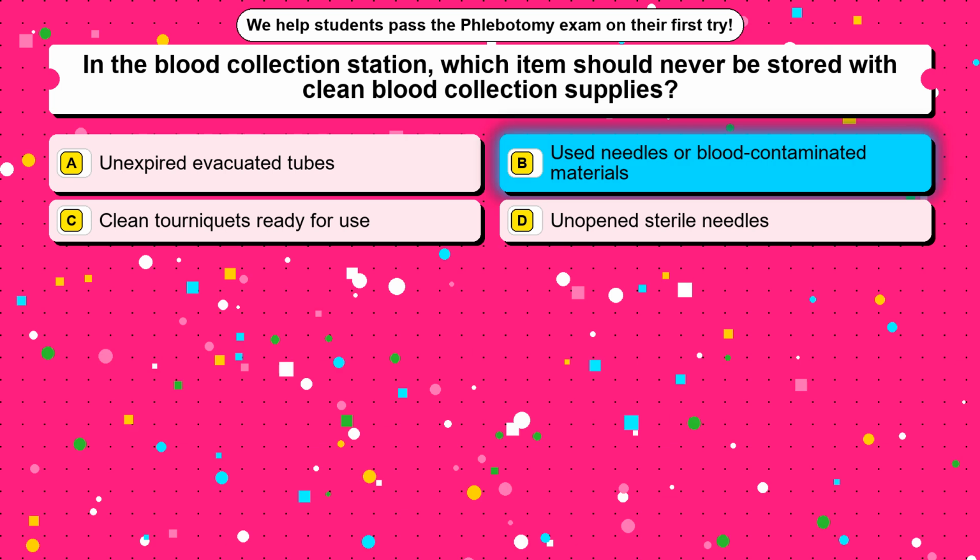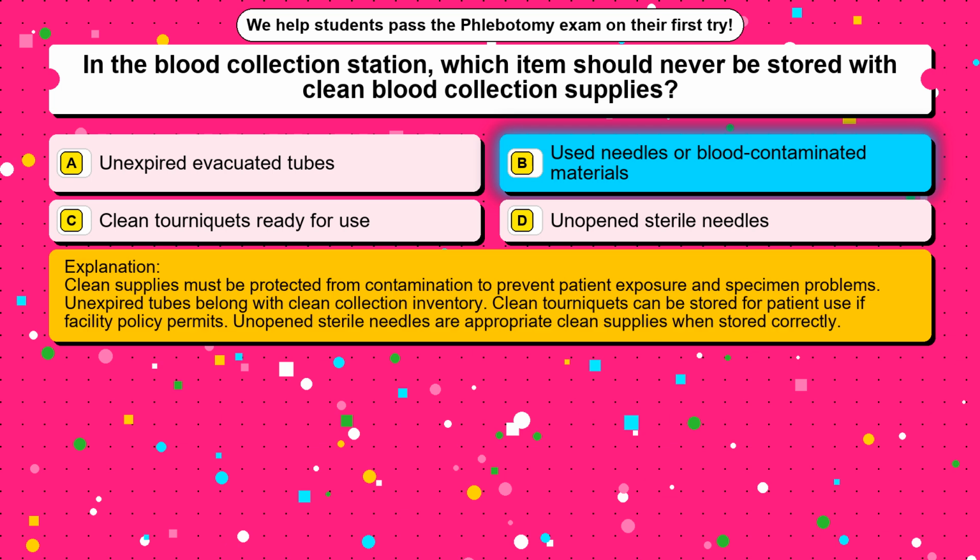The correct answer is option B. Used needles or blood-contaminated materials. Clean supplies must be protected from contamination to prevent patient exposure and specimen problems. Unexpired tubes belong with clean collection inventory. Clean tourniquets can be stored for patient use if facility policy permits. Unopened sterile needles are appropriate clean supplies when stored correctly.